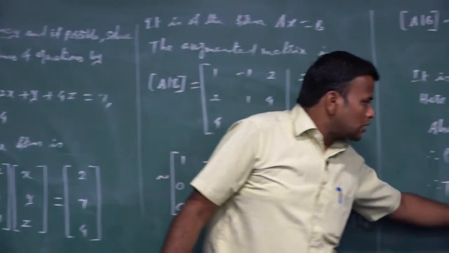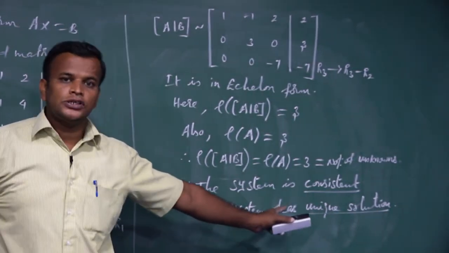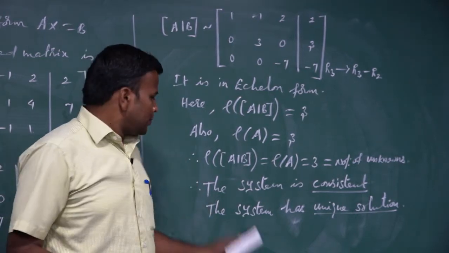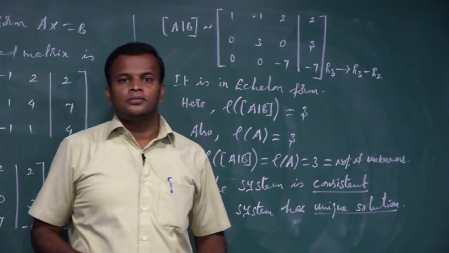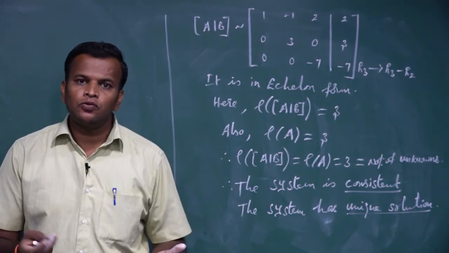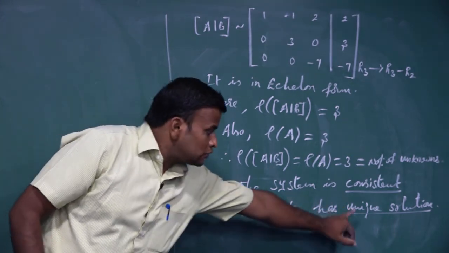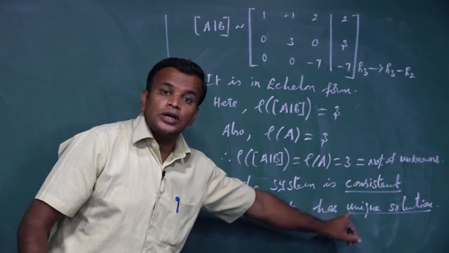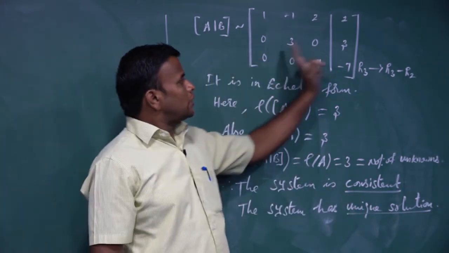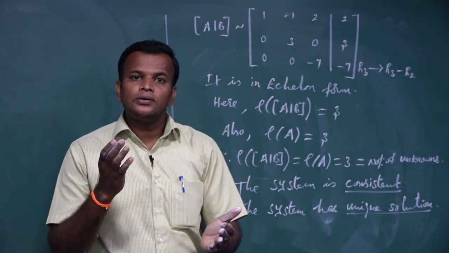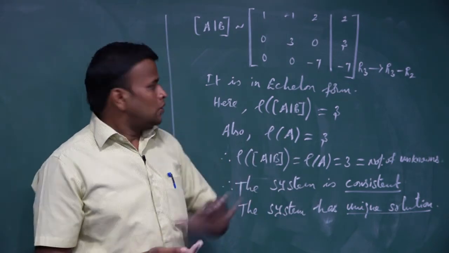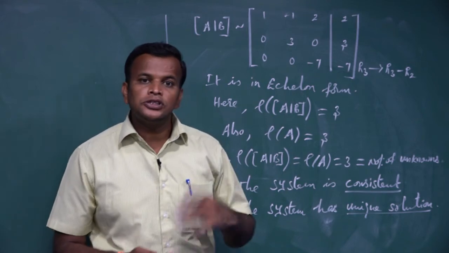So the system is consistent, that is, it is possible to find the solution. The word consistent means it is possible to find the solution. Next, the system has a unique solution, as we already said. The next step is to find that unique solution. How to find it? Again, the last echelon form is converted into the system of equations, as in the previous model. So to find the solution, we convert this matrix form into the system of equations.